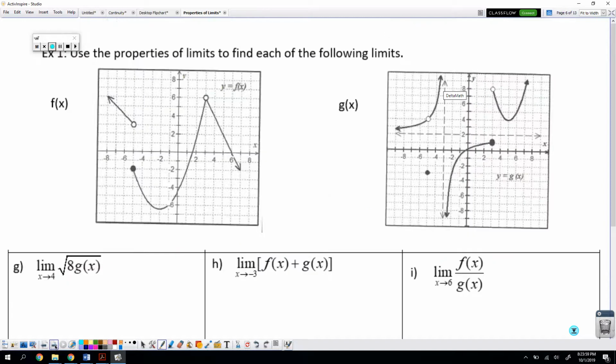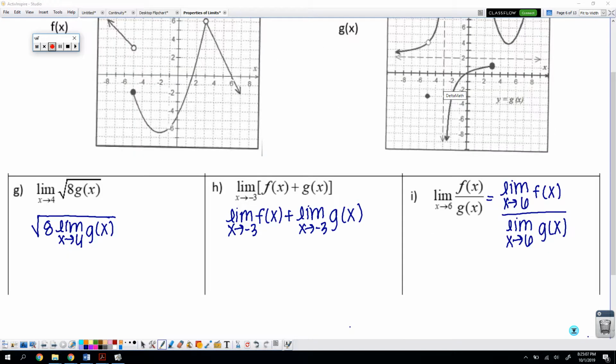Alright? Now we'll move on to the next one. I'm going to go ahead and rewrite just like I just did so far. Alright, now that we have them all rewritten, we're just going to go through and evaluate them. So remember, the square root can be taken outside the limit.